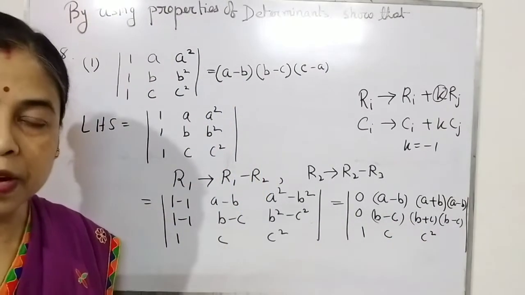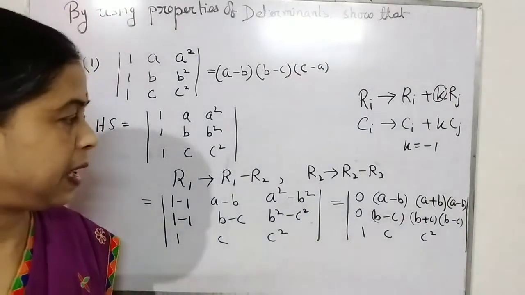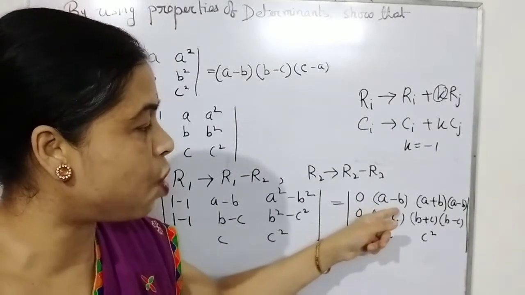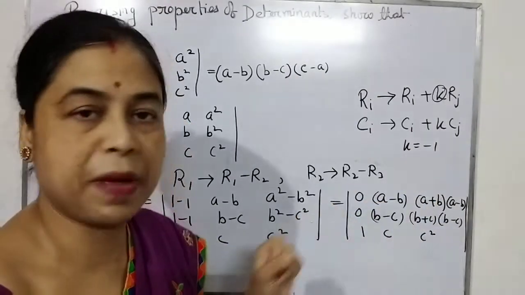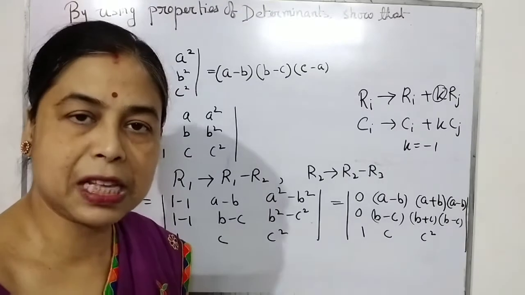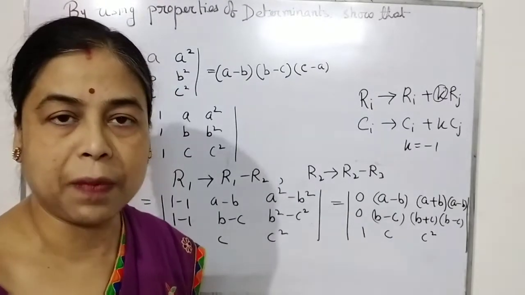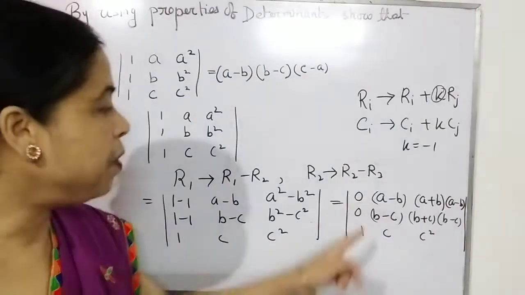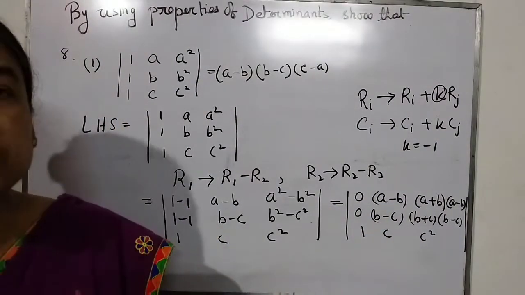You see, I am applying properties in row. That's why I am writing the result in terms of row. Now you see your first row. This A minus B is common, present in the first row second column element and the first row third column element. You can think like this: the 0 is also multiplied with A minus B. 0 multiplied with A minus B, the result will be 0. So I can think that A minus B is present with 0 also. That means A minus B is common in the first row.